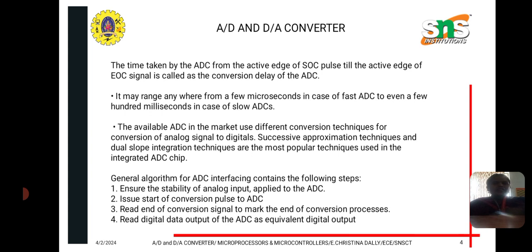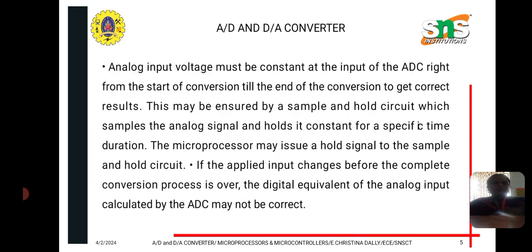The general algorithm for ADC interfacing contains the following steps. What are all the steps involved? The first one is to ensure the stability of the analog input that is applied to the ADC. Then issue the start of conversion pulse to the ADC, read the end of conversion signal to mark the end of the conversion process, and the last one is to read the digital data output of the analog to digital converter as the equivalent digital output. The analog input voltage must be constant at the input of the ADC from the start of the conversion till the end of the conversion.